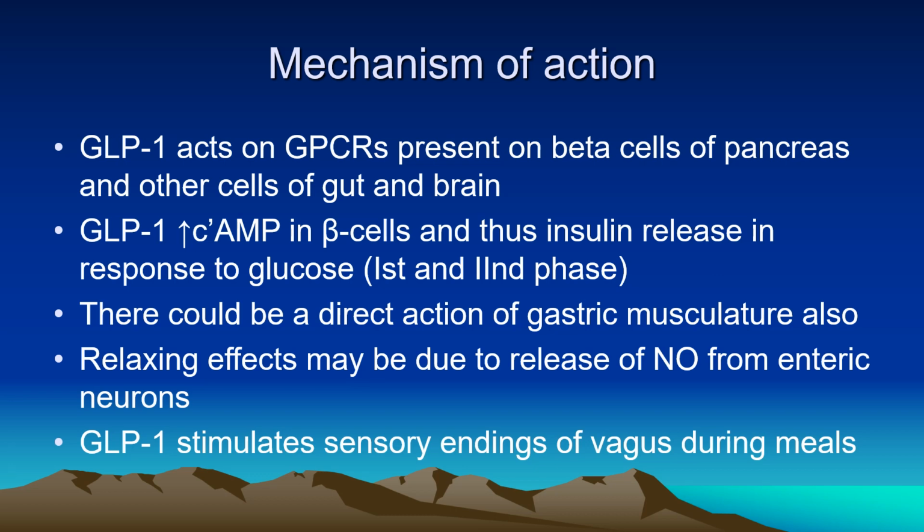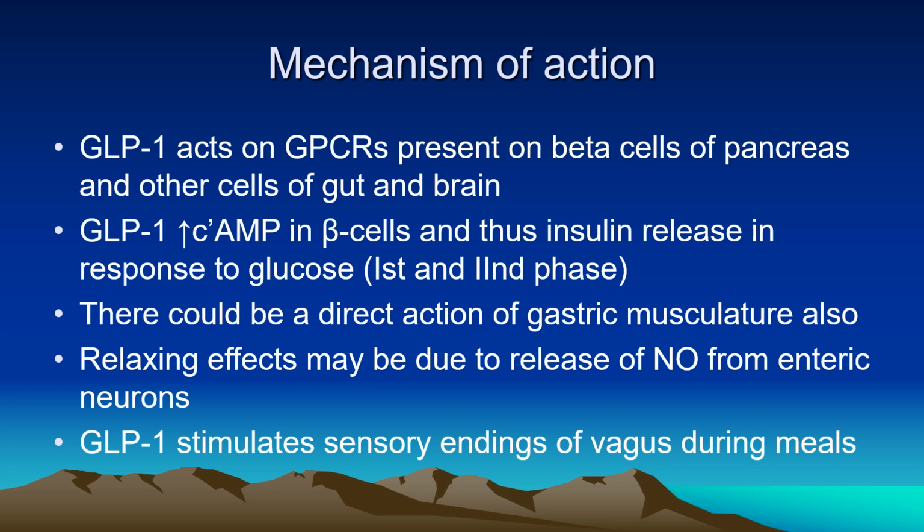The mechanism of GLP-1 action is that it acts on G protein coupled receptors which are present widely in body tissues, particularly on alpha and beta cells of the pancreas, the gut, and the brain cells. GLP-1 increases cyclic AMP level in beta cells, and thus insulin release is promoted. And this insulin release is during the first and the second phase of the food intake.